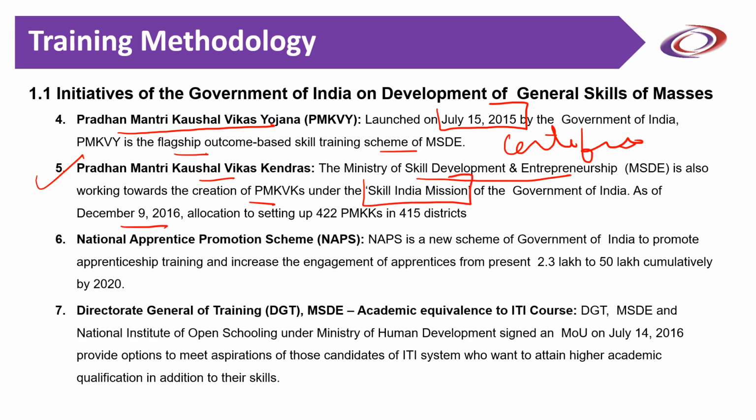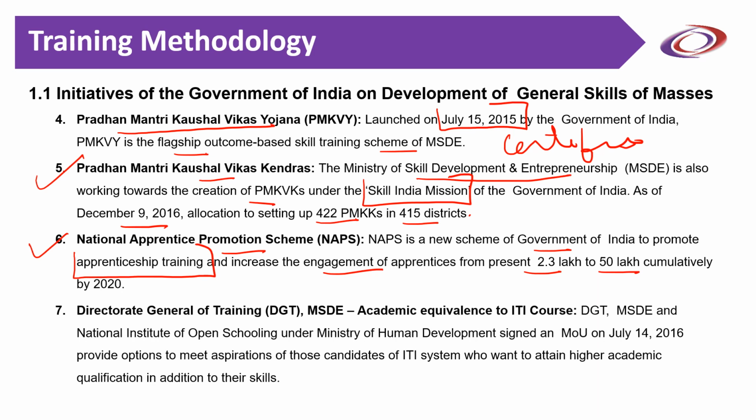Then Pradhan Mantri Kaushal Vikas Kendras, the Ministry of Skill Development and Entrepreneurship again is working towards the creation of these kendras under the Skill India mission. As of December 9, 2016, allocation to setting up of 422 PMKKs in 415 districts. This was decided. So training will be provided across 26 states and one union territory.